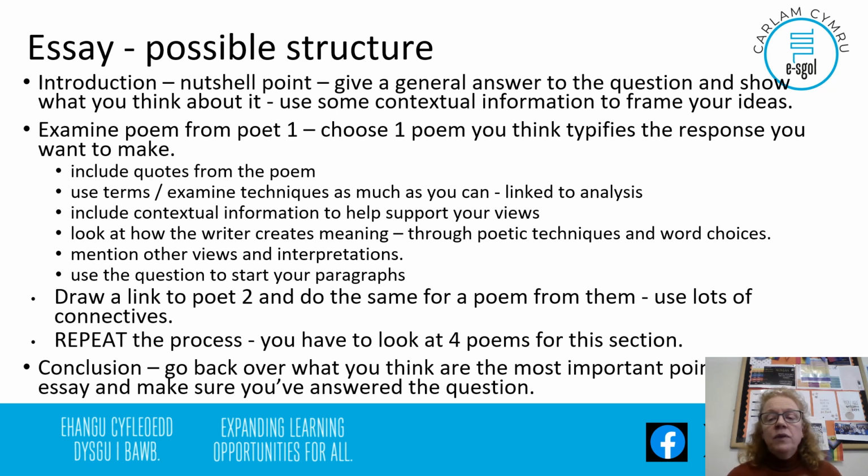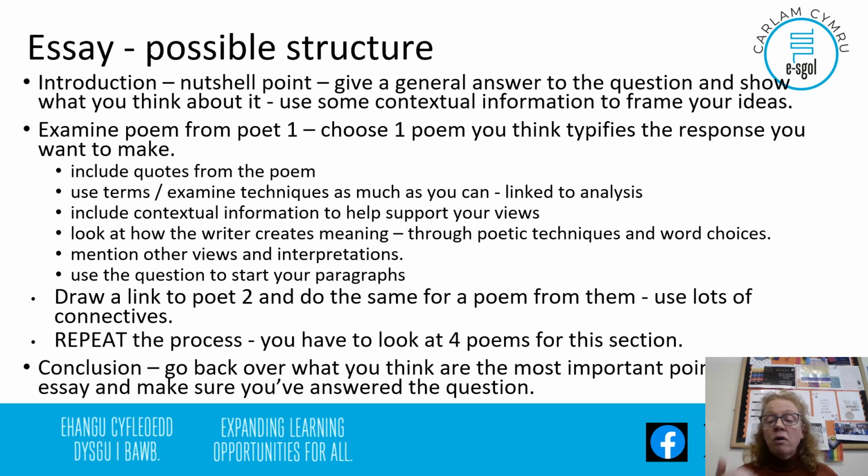Then there are different ways that you can approach it. This isn't the only way. This is the suggested way that I help my own pupils to do this. Personally, I find it easier to examine the poem from poet 1. So I look at the poem and then I draw the comparison to poem 2. So I look at Duffy, for example, and I'd analyse the poem that I've got from Duffy, and then I draw that comparison, making sure that I've got those connectives, making sure that I'm drawing in every point of comparison I can. And then I would do my second poem linked to the second poet.